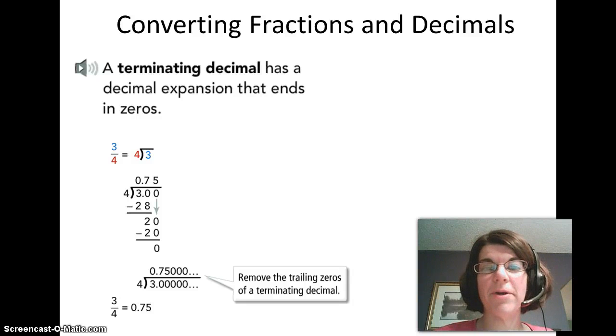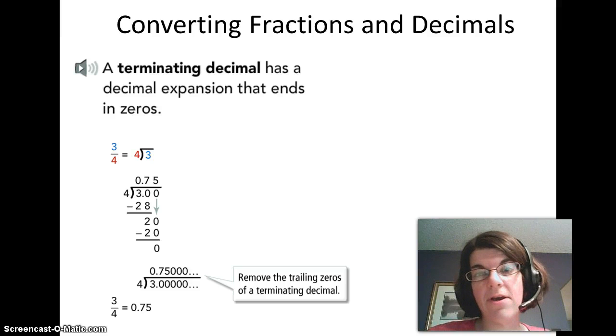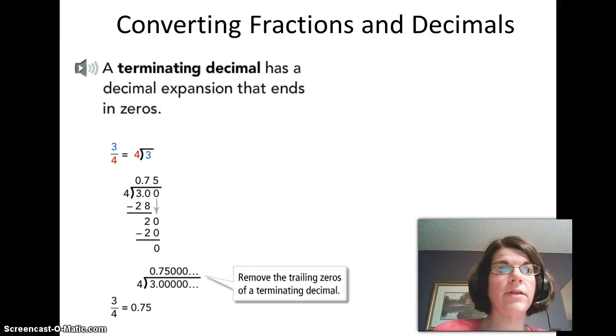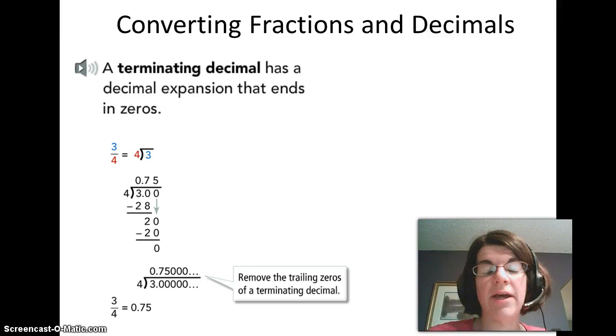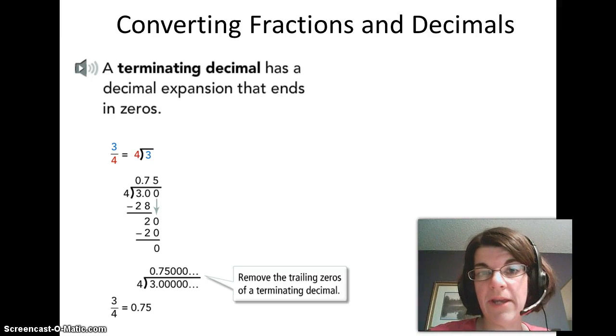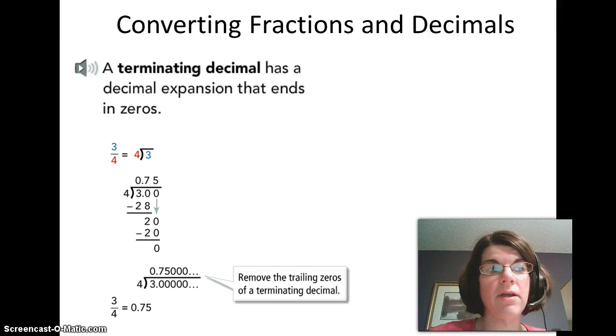Hi guys, welcome back to part 2, and we're talking about terminating decimals now. A terminating decimal is a decimal that when you're dividing out the fraction, it ends and you get a zero remainder. So unlike a repeating decimal that repeats on and on forever and you get the same remainder, this one will just end and you get a zero remainder. Sometimes it takes a few zeros. You might have to add a few zeros before it ends, but a terminating decimal will end.